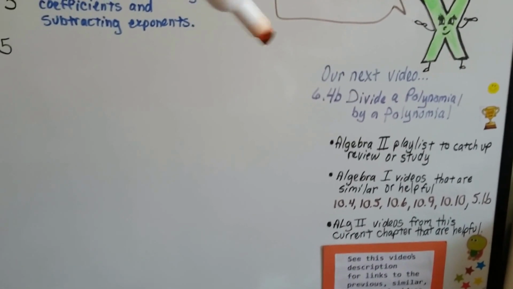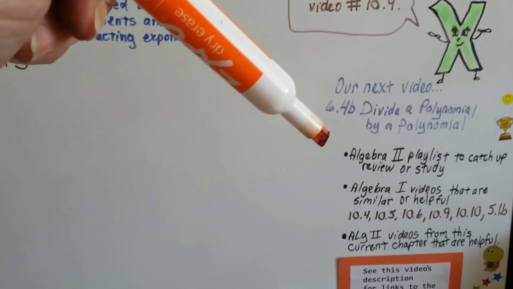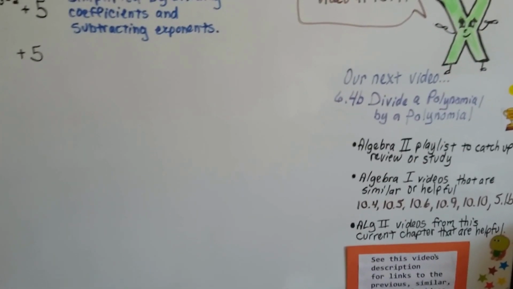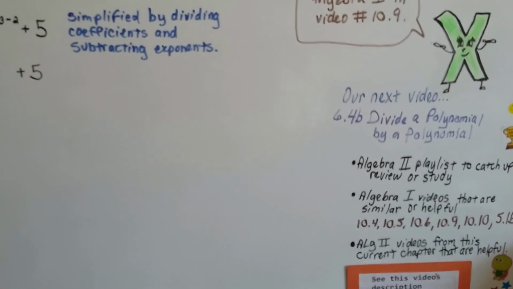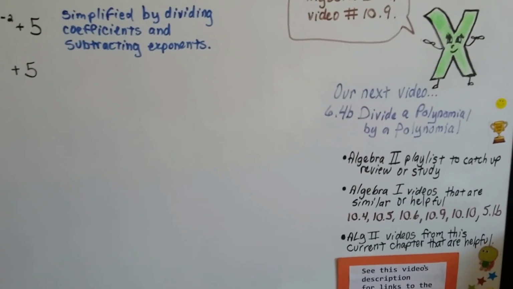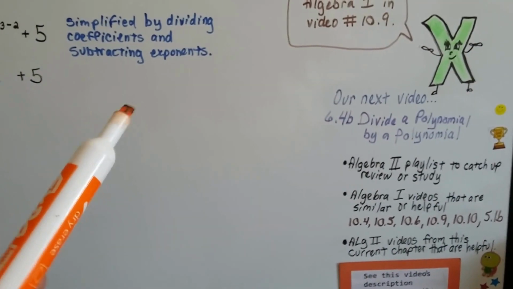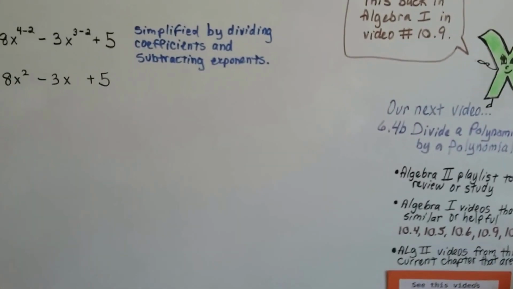I'm going to add this video to the Algebra 2 playlist and all those previous Chapter 6 videos that we just did. Our next video is going to be 6.4b, and we're going to divide a polynomial by a polynomial. Not a monomial this time. It's going to be bigger, okay?